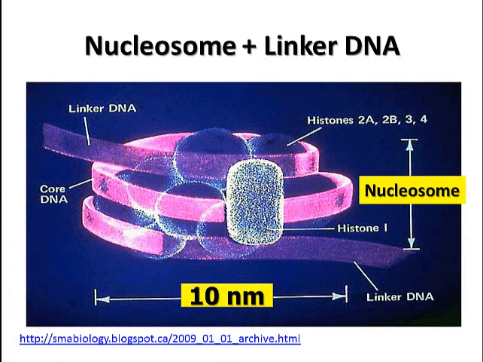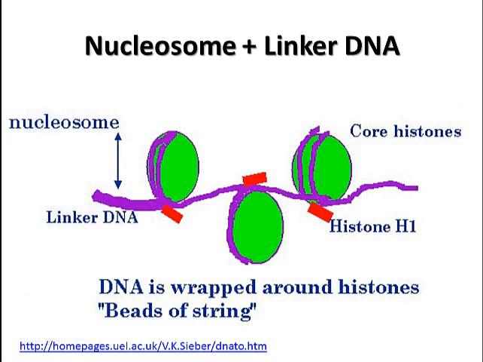I think in this slide we need no more discussion. Just tell you that core DNA means DNA around the histone octamer, and we can see linker DNA here, histone octamer, and histone 1 or H1. You can see here beads of string which makes 30 nanometer fiber. DNA is wrapped around histone. Core DNA means histone octamer, and we will see how they make 30 nanometer fibers.